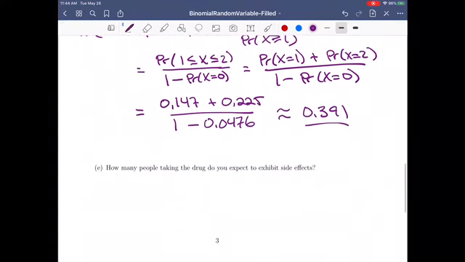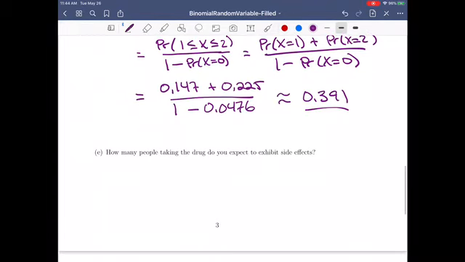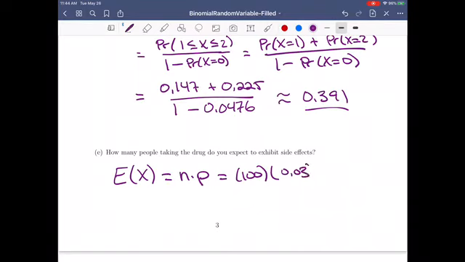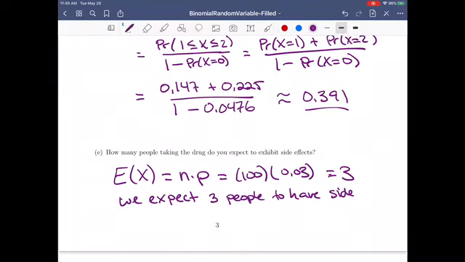Lastly, how many people who take the drug do we expect to have side effects? This is E of x. Because we're binomial, this is just n times p. So 100 times 0.03 is actually 3. Okay, so here we got an output for x, but you don't have to. So we expect 3 people to have side effects, on average.